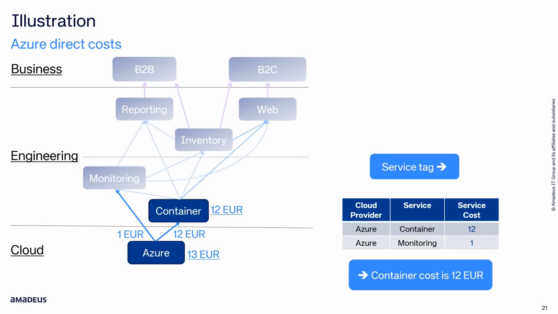Let's say that the usage of the Azure resources that are tagged with the container service cost 12 euros, and that the usage of the Azure resources that are tagged with the monitoring service cost 1 euro. The container service consumes nothing else than Azure, so the container cost is final and it's 12 euros. Let's reallocate these 12 euros to the consumer of the container service.